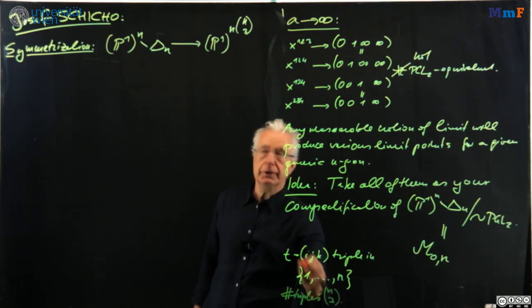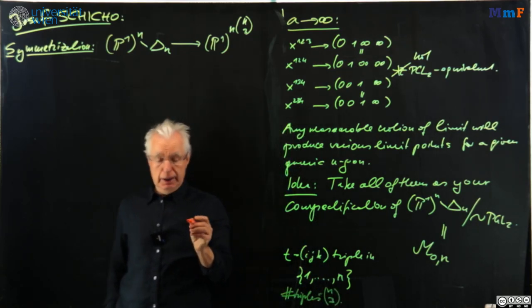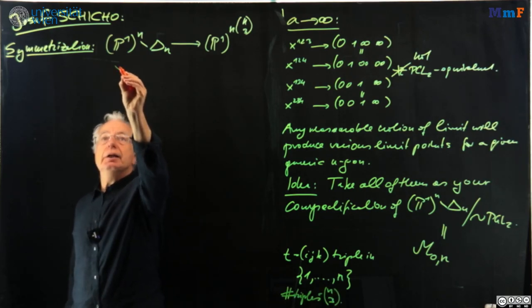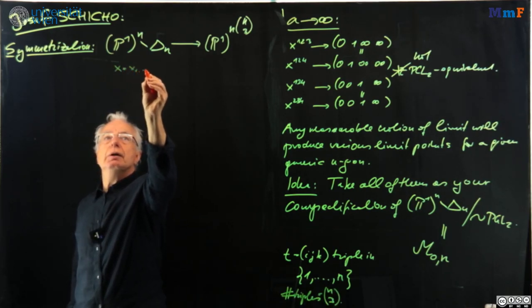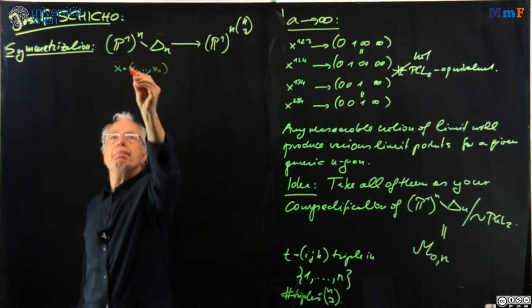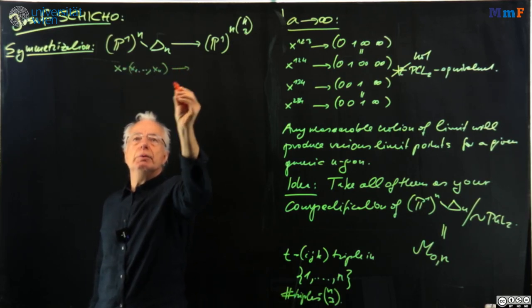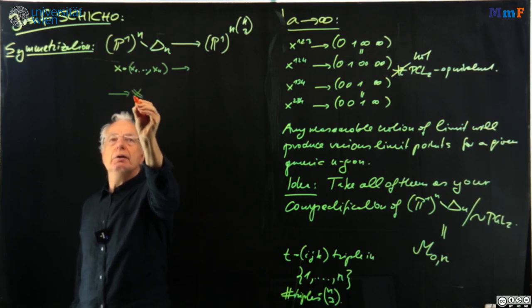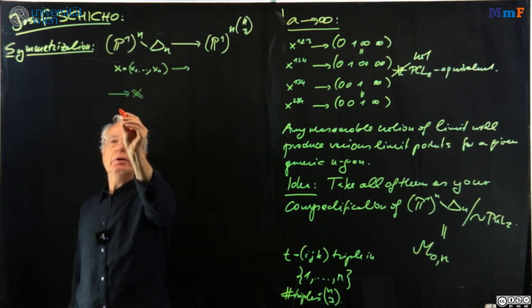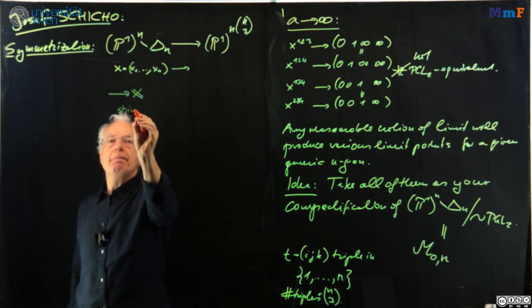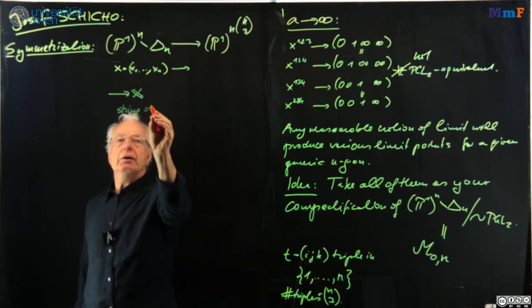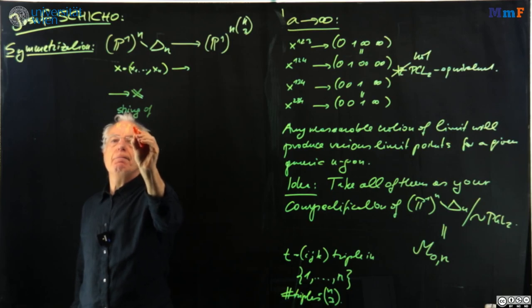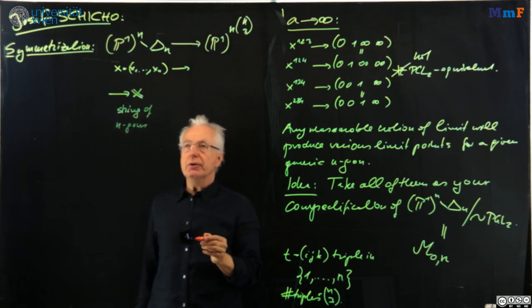Okay. So this is the n choose 3 here. And what we do, we take a generic n-gon x1 up to xn, and we send it to something which we call bold physics, and this will be called a string. So this is a string of n-gons. And what we do is very simple.